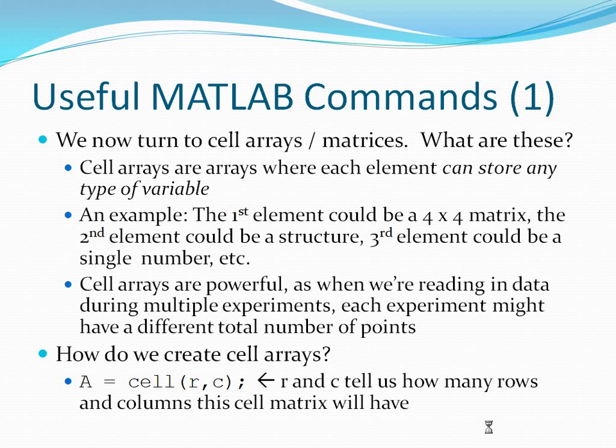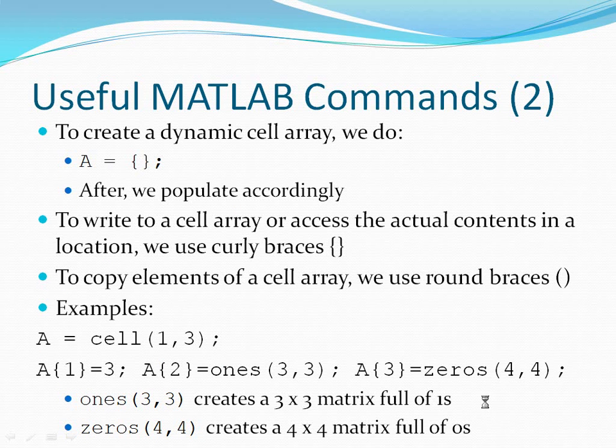So how you create cell arrays is very simple. You do A equals, and then you use the command called cell, and then you specify 2 parameters separated by a comma. The first parameter is how many rows you want in your cell array, and the second is how many columns you want. So R is for rows and C is for columns. To create a dynamic cell array, it's the same thing as before, but instead of square braces, you use curly braces, and then you can put in the stuff that you want inside the cell array normally.